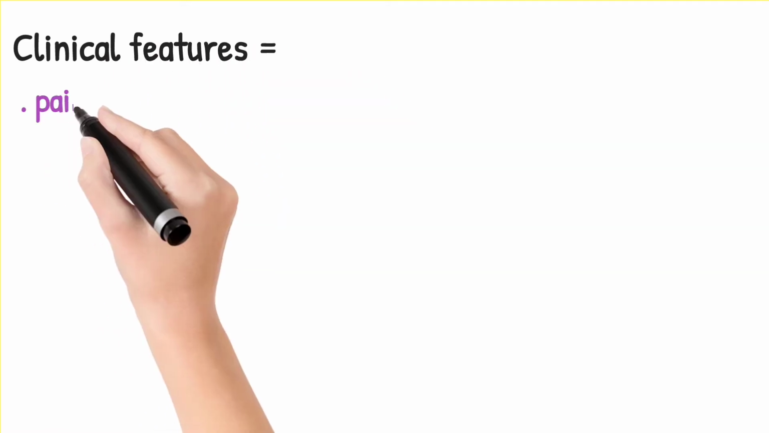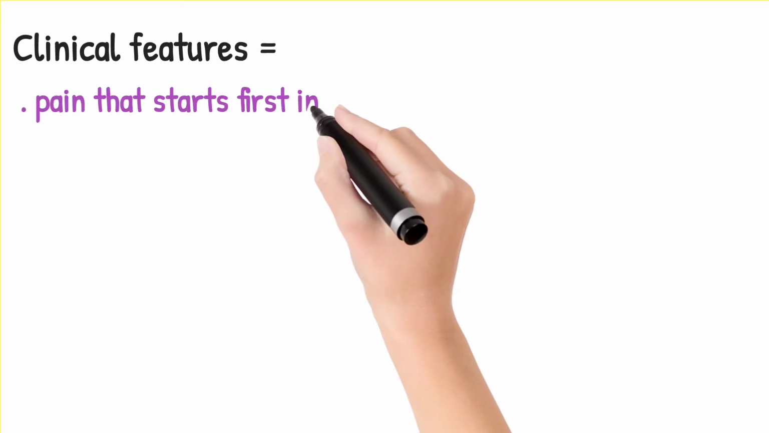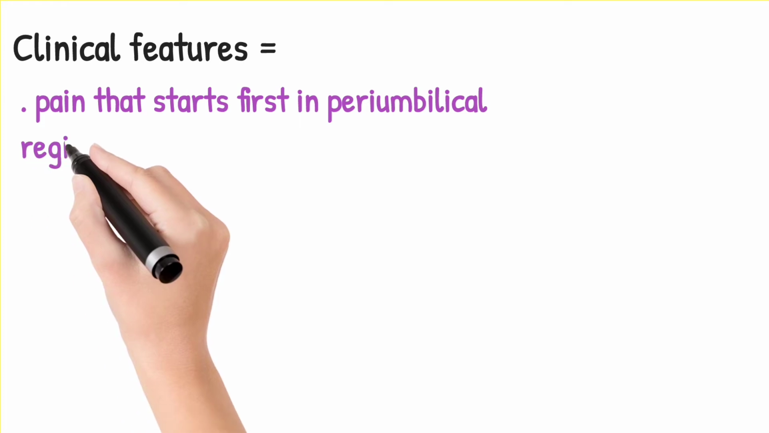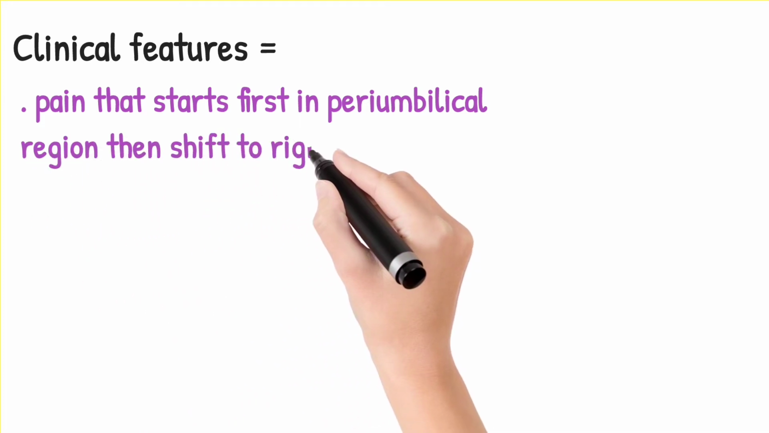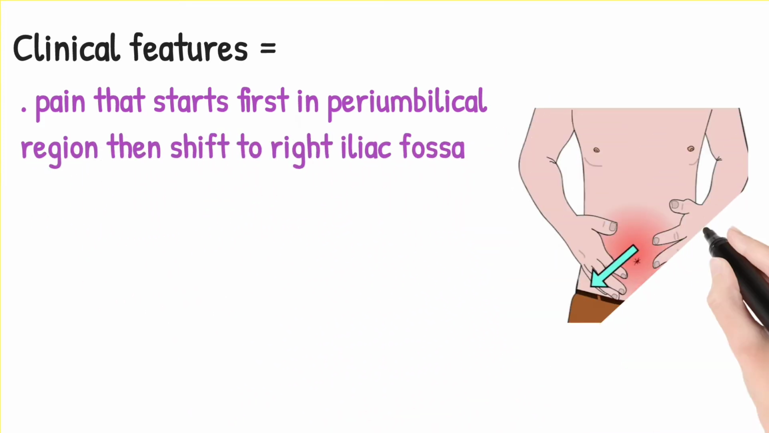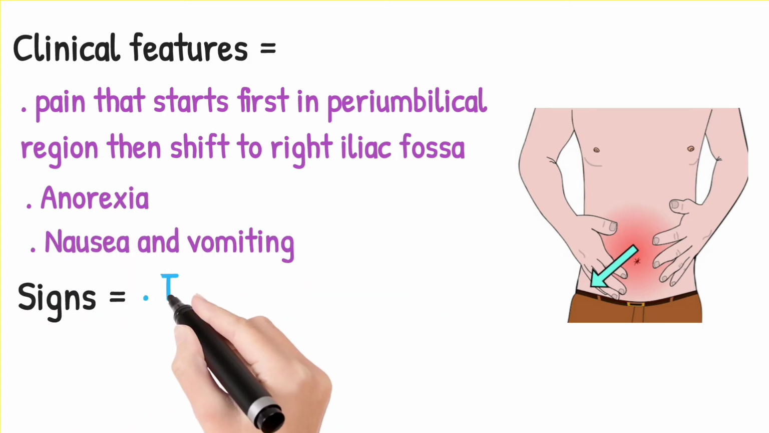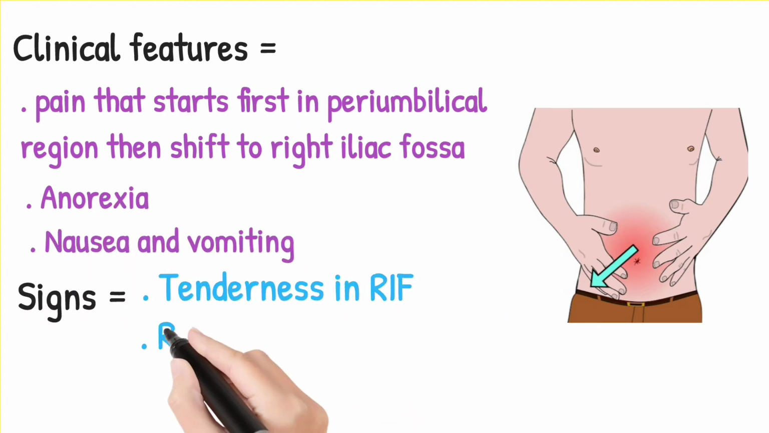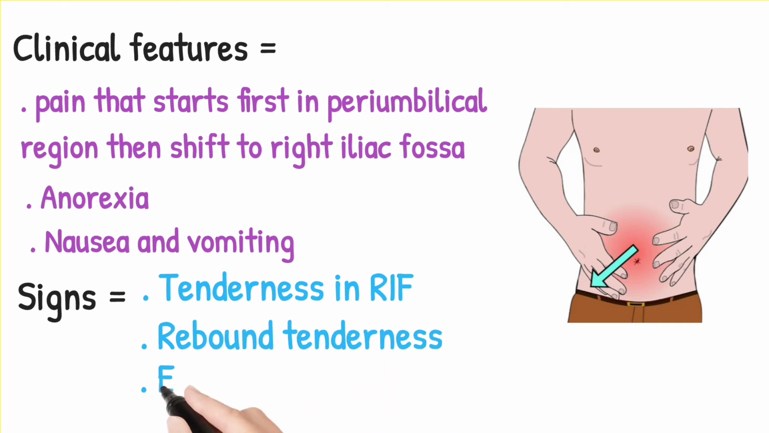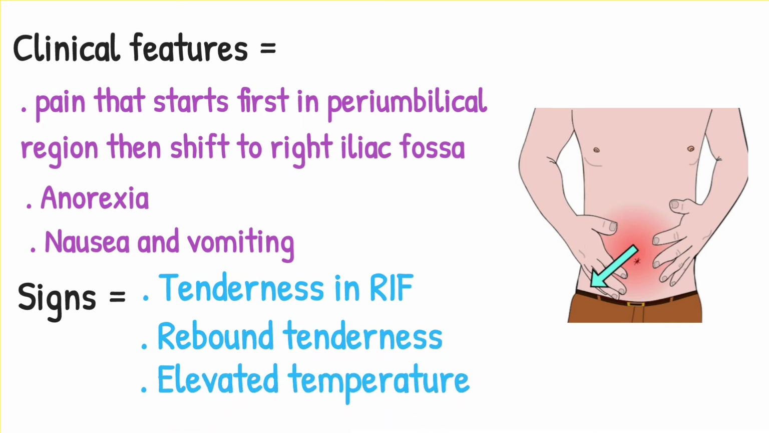Clinical features: patient presents with pain that starts first in periumbilical region and then shifts to right iliac fossa. Other symptoms are anorexia, nausea, and vomiting. Patients have signs like tenderness in right iliac fossa, rebound tenderness, and elevation of temperature.